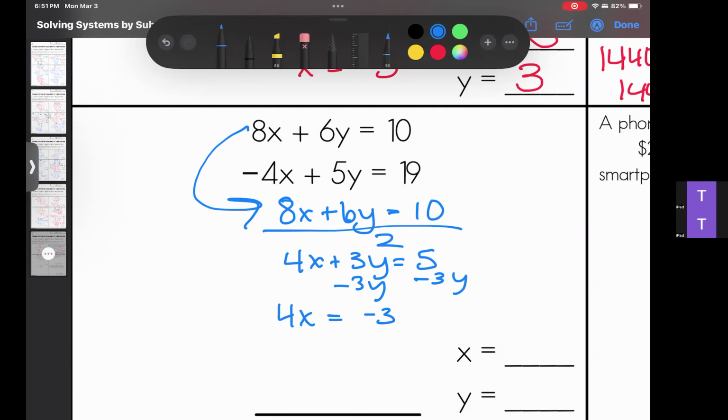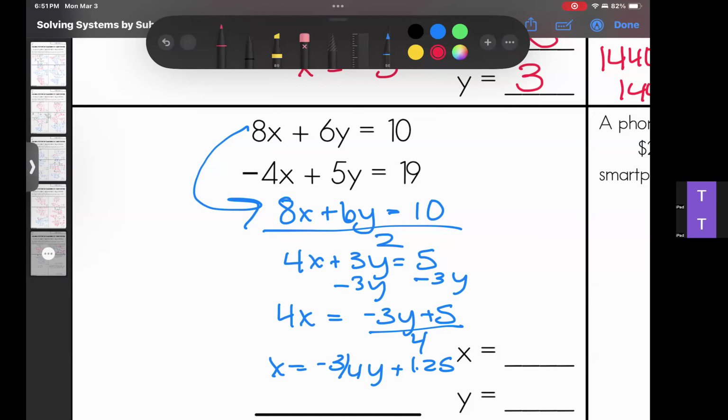4x is equal to negative 3y plus 5. Oh, I don't like it. It's so terrible. Divided by 4, x is equal to negative 3/4 y plus 1.25. I really don't love this for us, like at all, but we're going with it.